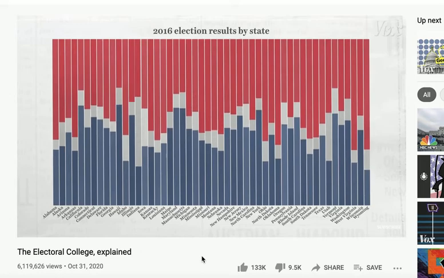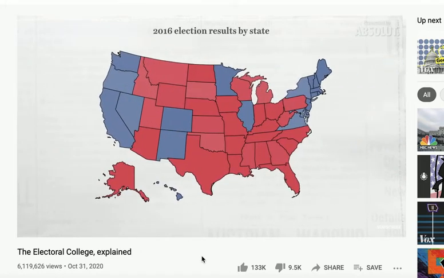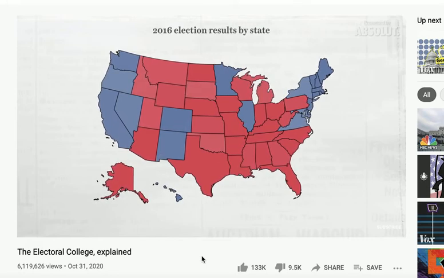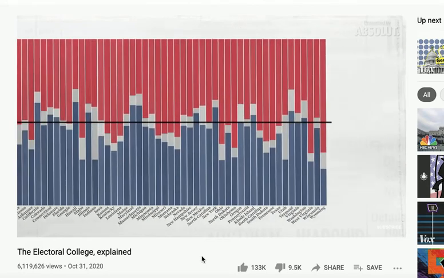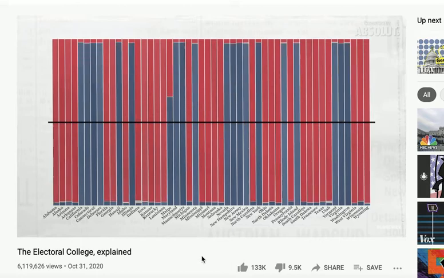These are the results of the 2016 election by state. You're probably more familiar with this version of it, a map of red states and blue states. But this chart tells a different story. You can see that no state is actually all red or all blue. But almost every state awards its electoral votes the same way.